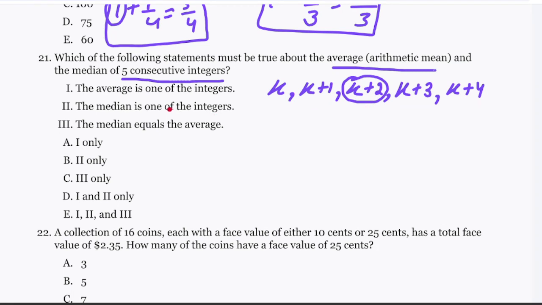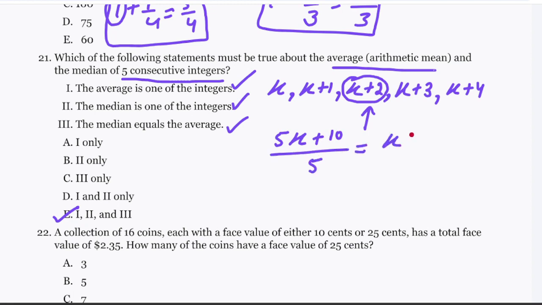The median is also one of the integers, that is also right. The median is the central value. The median equals the average, that is also right. That means all the 3 options are right. If you take average, addition of all of them will become 5x plus 10 divided by 5. That is nothing but x plus 2. If I go by the proper formula.